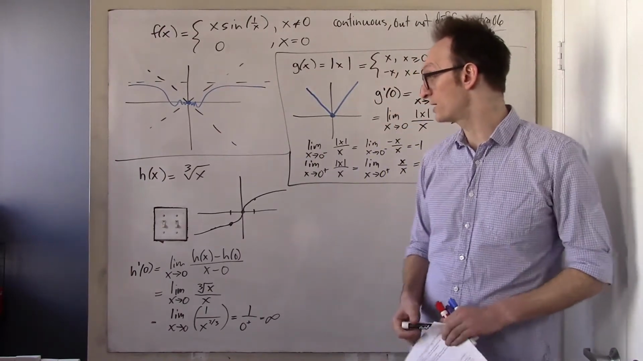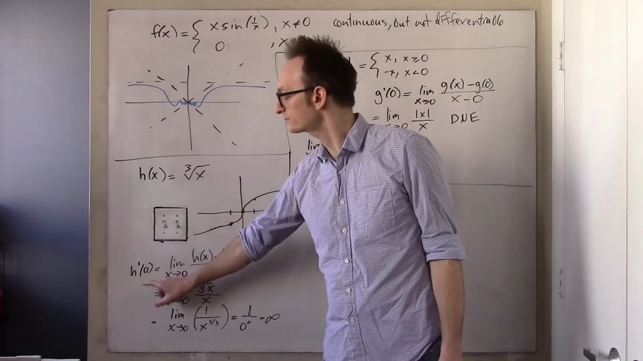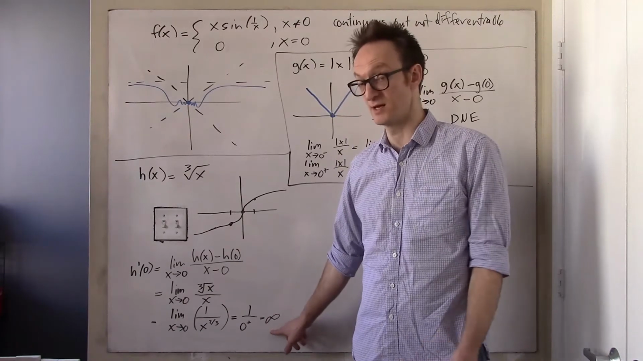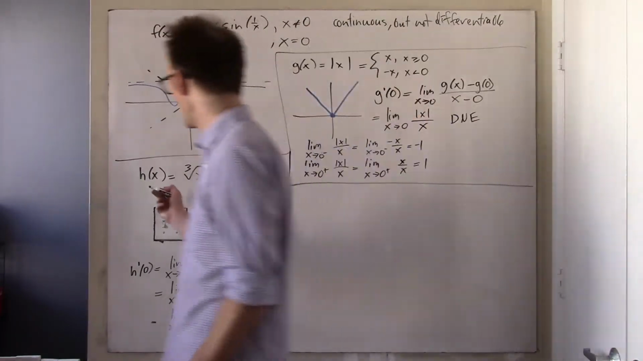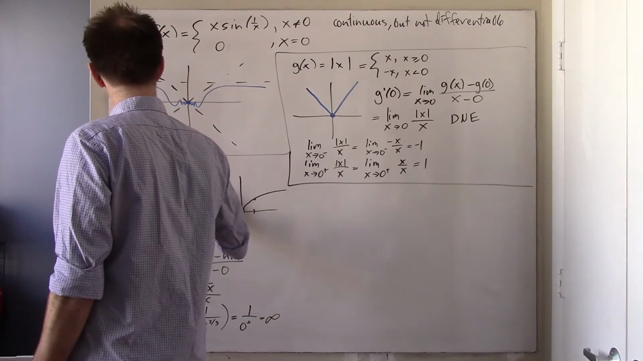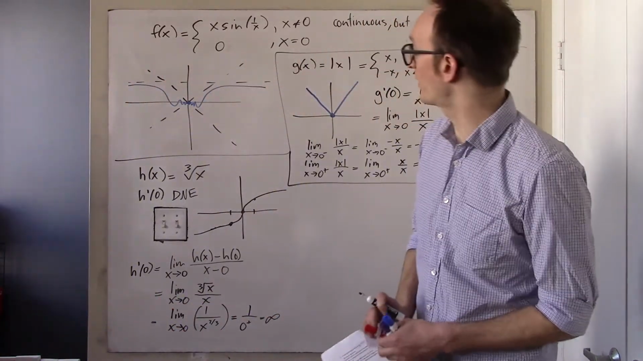And the derivative of this function is by definition this limit. And this limit is infinity, so this limit does not exist. And so h prime of 0 does not exist. This is the kind of new one that I just did. So what's going on here?